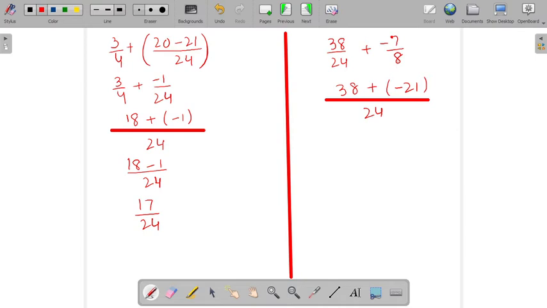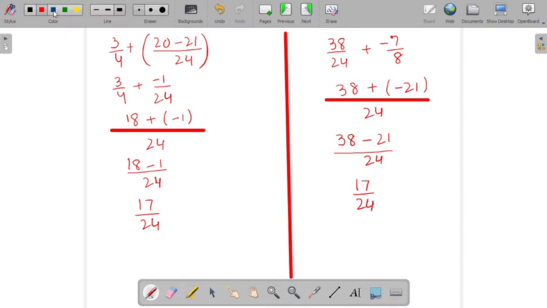It would be 3 multiply minus 7, so minus 21. Now, next step, you have to open the bracket. So, plus multiply minus would be minus 21. 38 minus 21 upon 24. Now, solve it further. So, 38 minus 21 would be 17 upon 24.